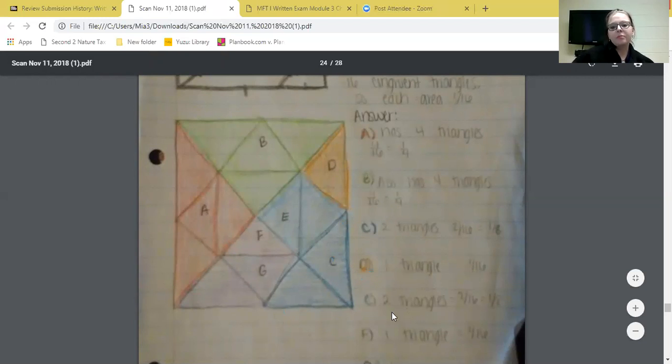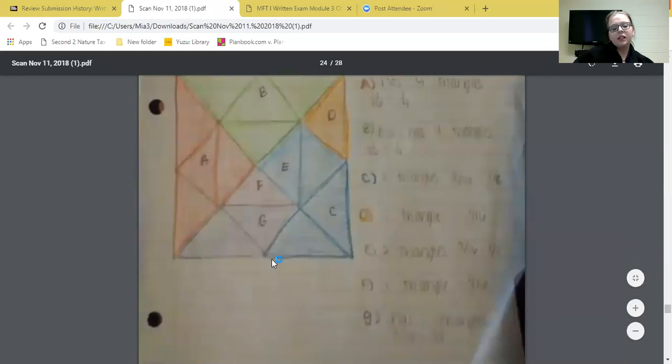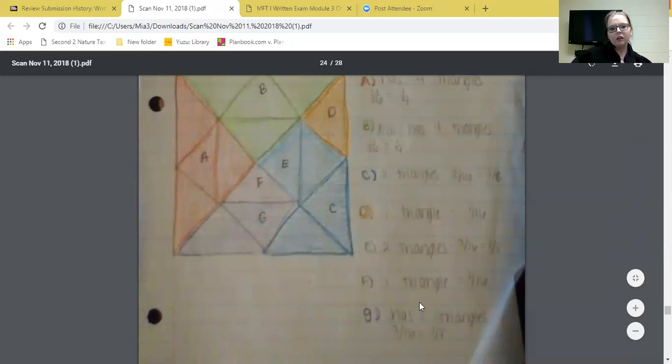Let's look at E. E has 2, which is 2/16, and breaks down to 1/8. F has 1, so it's 1/16. And G has 2. It looks like a rhombus, but it can be broken down into 2 equal triangles, giving us 2/16 or 1/8.